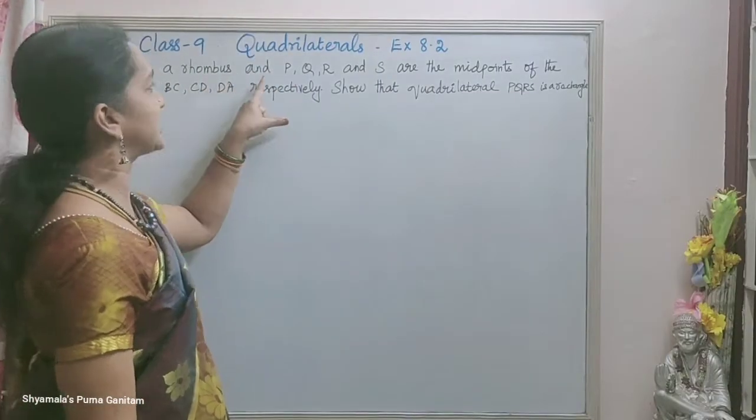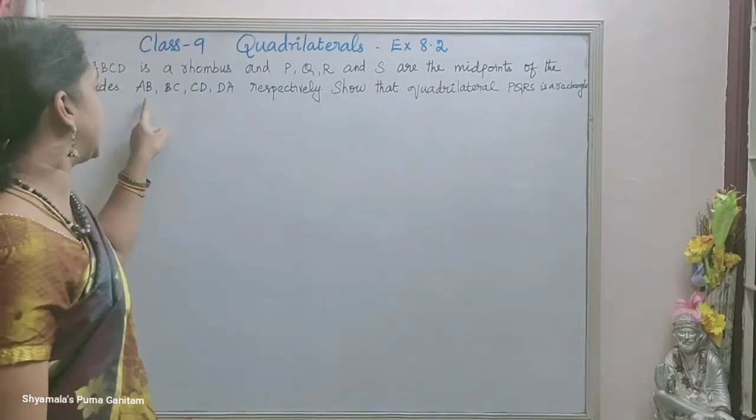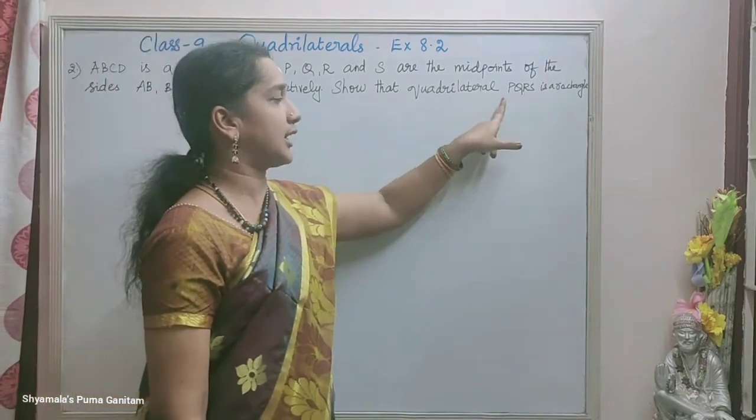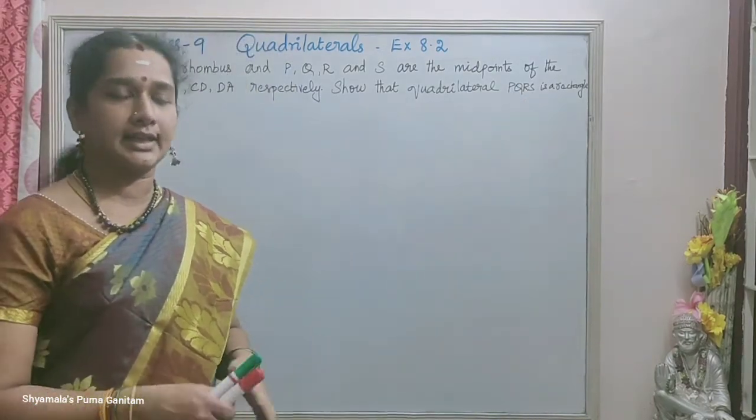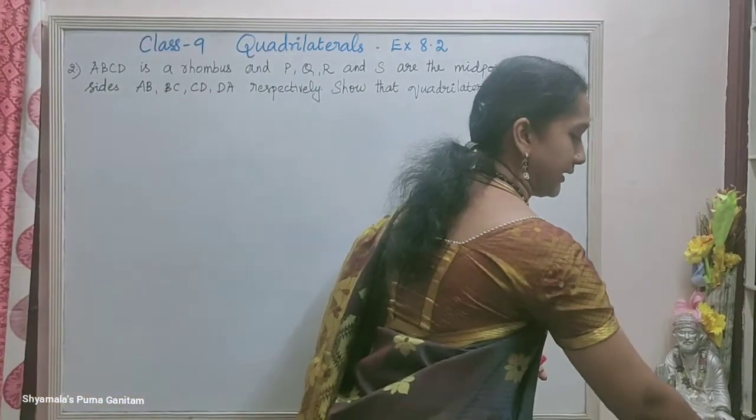ABCD is a rhombus and P, Q, R, S are the midpoints of the sides AB, BC, CD and DA respectively. Show that the quadrilateral PQRS is a rectangle. So for this sum, the diagram is not given, so we will draw the diagram.